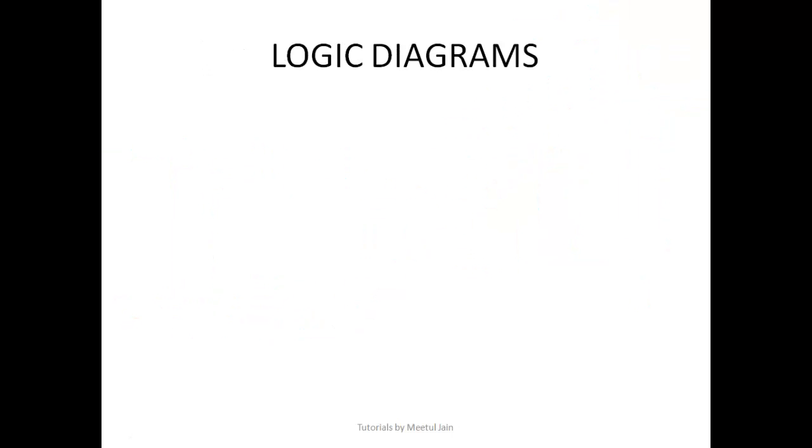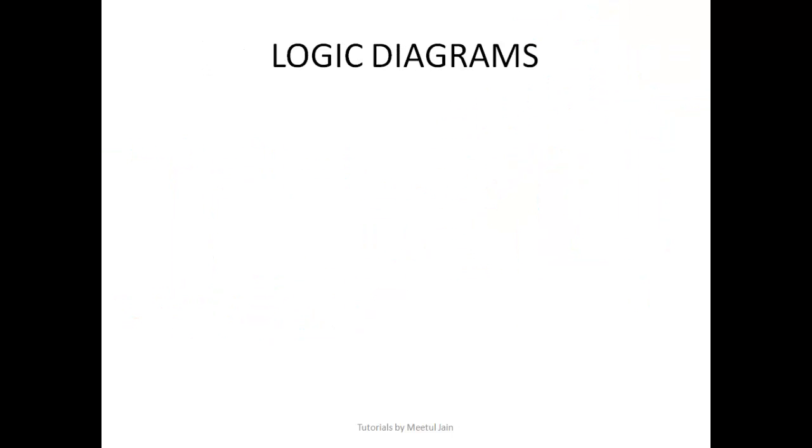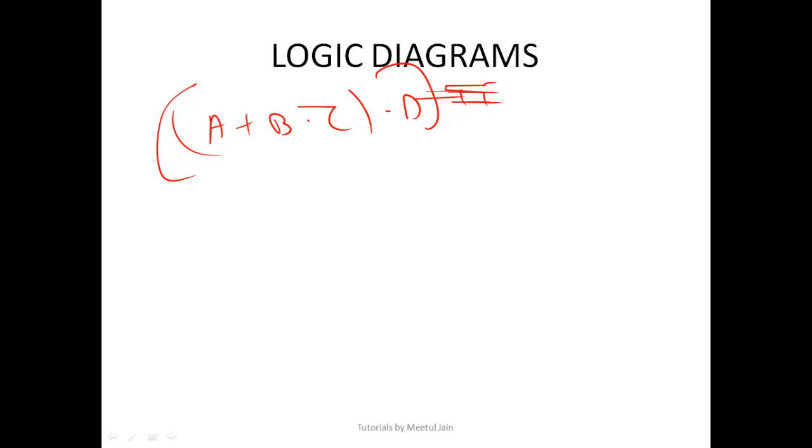So these were the gates. Now let us try to build any gates. Let me write anything, A plus B dot C, probably dot D, right? Okay, maybe plus E. Okay, so this is the expression we have to build a diagram for.